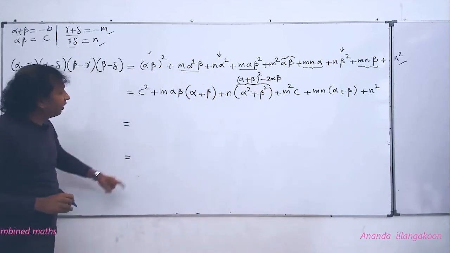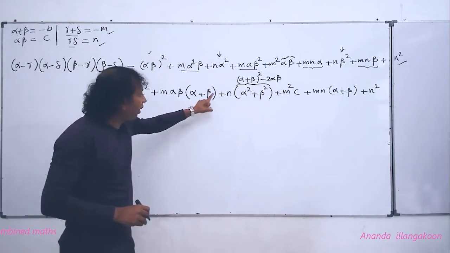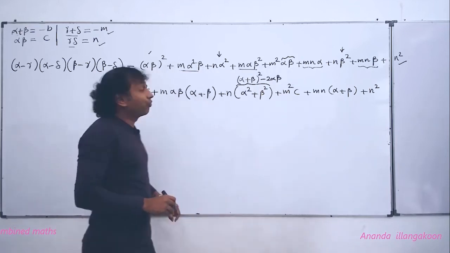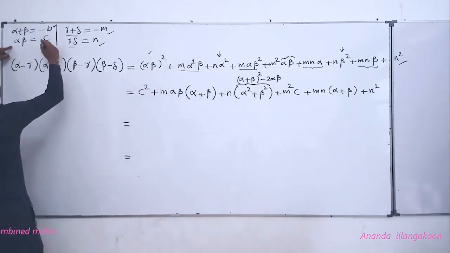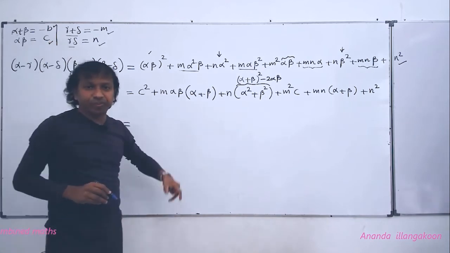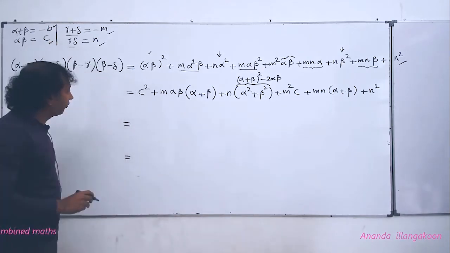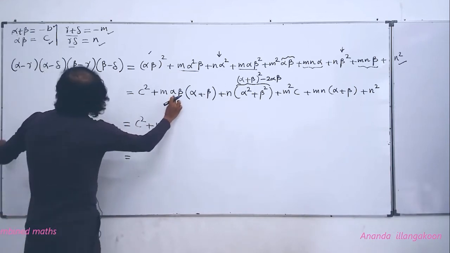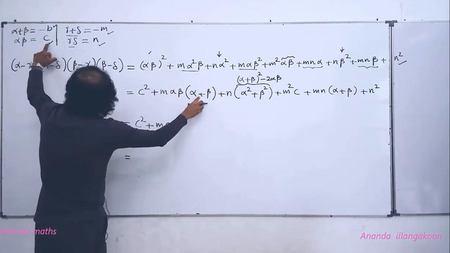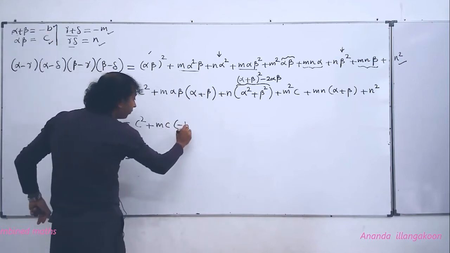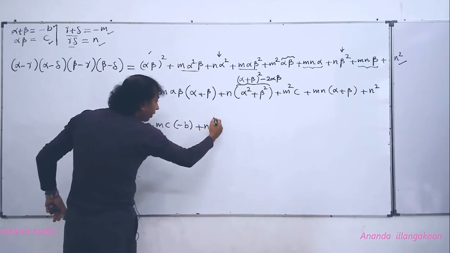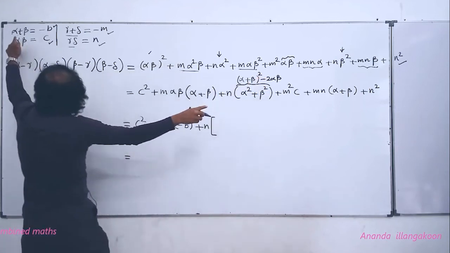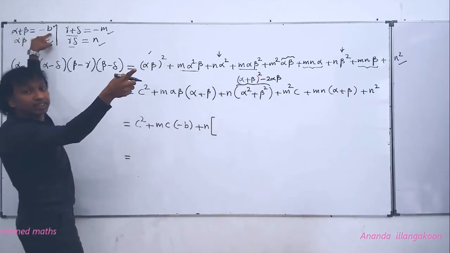Now you can see here we have alpha plus beta perfect squared minus 2 alpha beta. We can substitute for alpha plus beta, which is minus b, and alpha beta, which is c. Now substitute them and keep simplifying. c squared plus m times alpha beta, it's c, alpha plus beta, it's minus b. Then n times alpha plus beta perfect squared. Here, alpha plus beta is minus b. We have to square minus b, people.